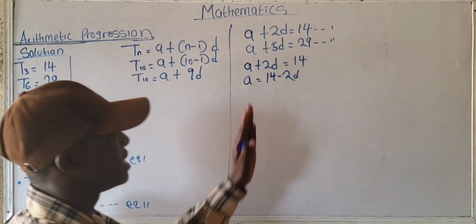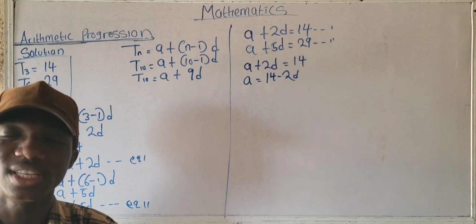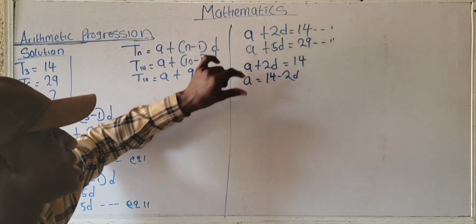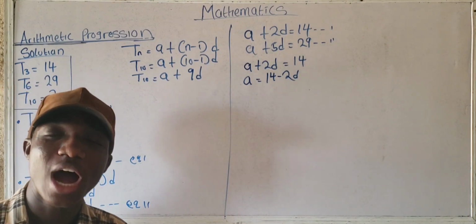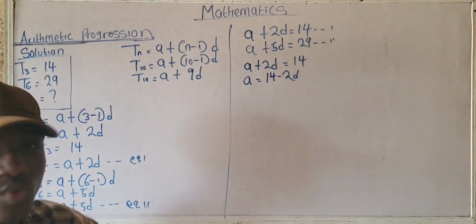So that is the first step. I make one of the unknowns the subject of the relation in any of the equations. Here, I choose equation 1, then I make A the subject of the relation. Now, the second step is that you have to substitute the value of A into the second equation.